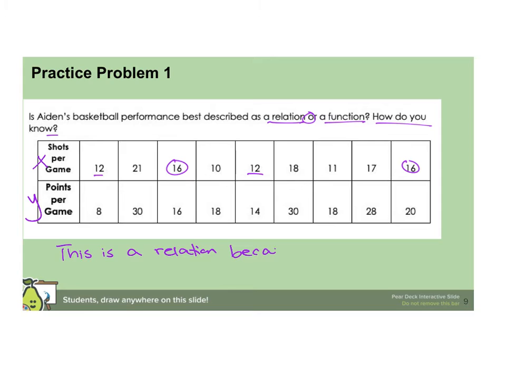Because the x values of 12 and 16 repeat. That's all you have to say. Can't be a function if you have x's that repeat. We don't care about the y's, don't even have to look at the y's. So it doesn't matter that 30 repeats, doesn't matter that 18 repeats. It only matters that these x values repeat. So this is not a function, but it is a relation.